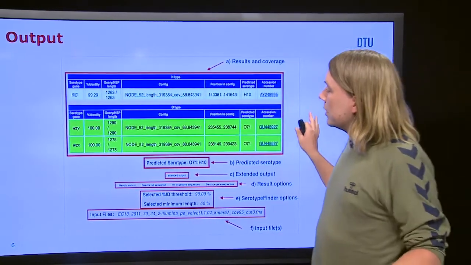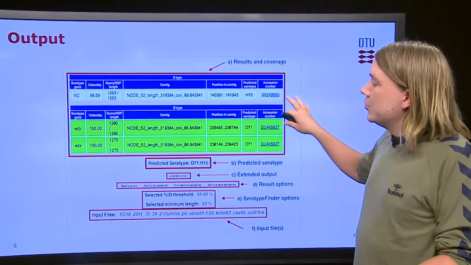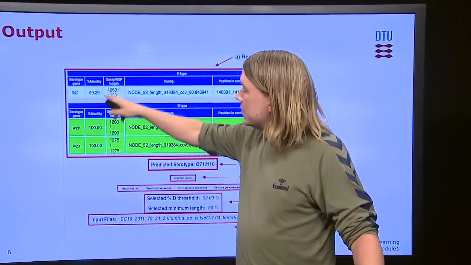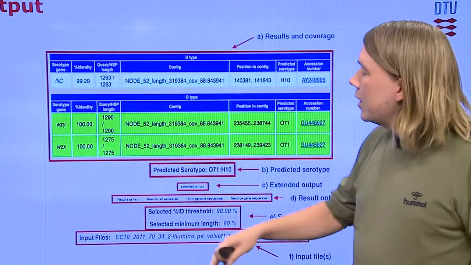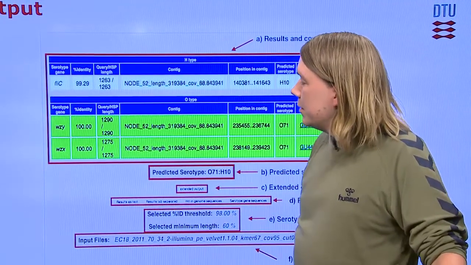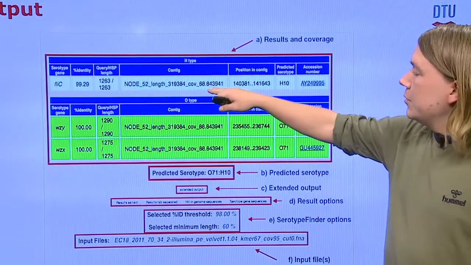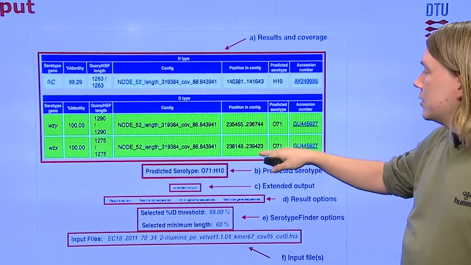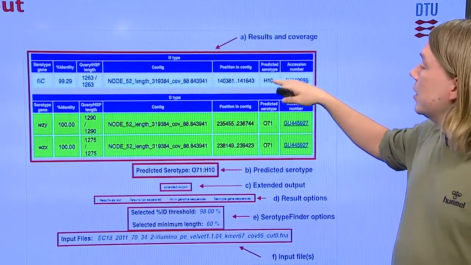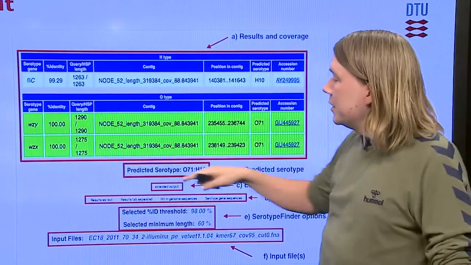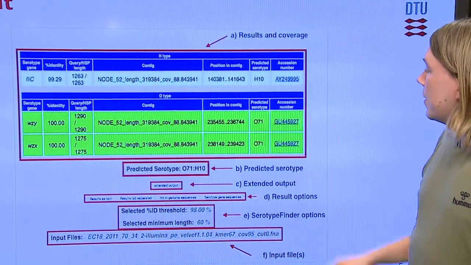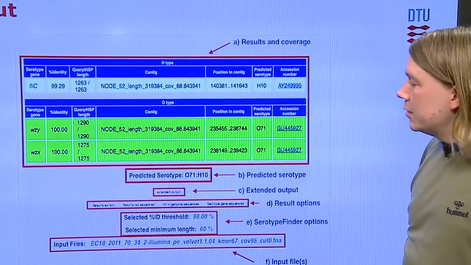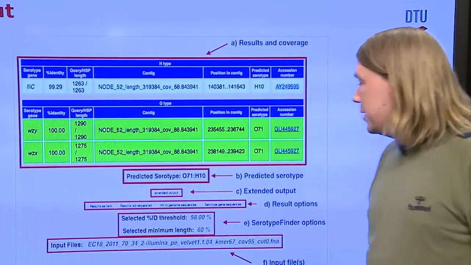So you will first of all get a table, and the table tells you which gene has been found. It tells you the gene name, the percent identity of the gene in the alignment, and the length of the gene that you have. And then it will tell you the name of the contig where the gene was found, and the position in those contigs. And then it will also tell you which type the specific gene encodes for. And you can get an accession number here, which is a link you can actually press so you can get the data for the specific gene in the database.